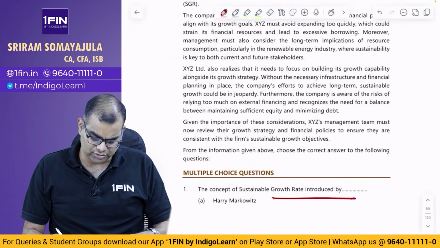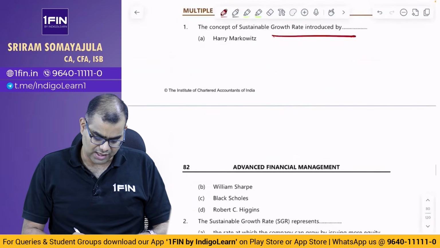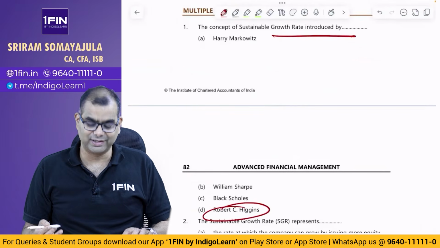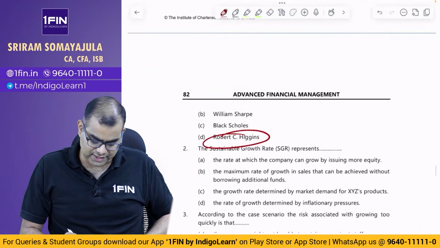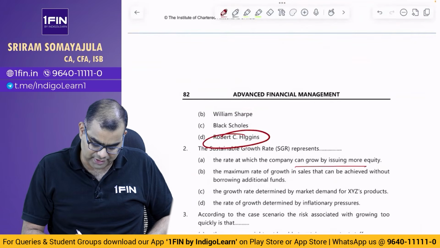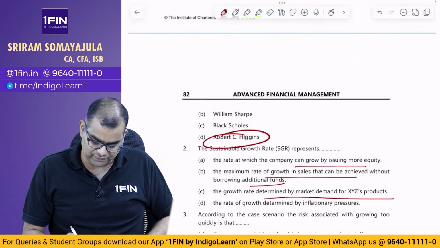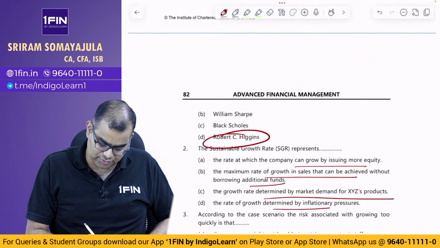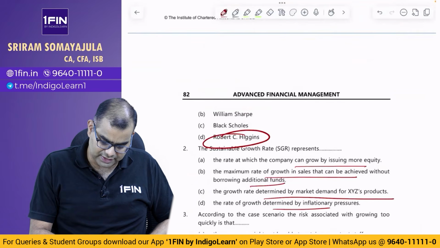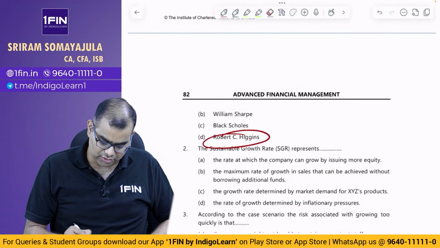Concept of sustainable growth rate. Who introduced sustainable growth rate? Harry Markowitz, Higgins. This one I need not read the paragraph. Sustainable growth rate represents the rate at which company can grow by issuing more equity, maximum rate of growth that can be achieved without borrowing additional funds, growth rate by demand, growth rate by inflation. So maximum growth in sales that can be achieved without borrowing any additional funds.